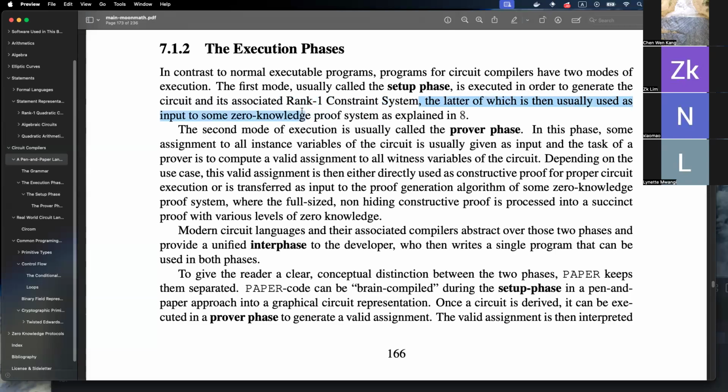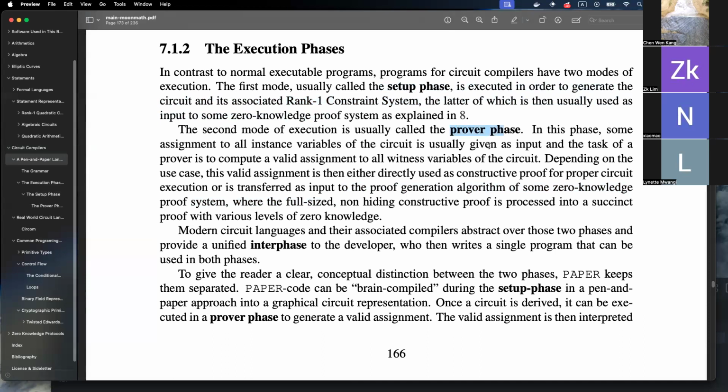So if it's confusing for you, just remember that we need this. Actually, in the previous chapter we talked about this. But we need this so that we can actually prove our statement, or prove our program in this case. Or we can actually use ZKP on our program. I think that's a more accurate way of saying it.